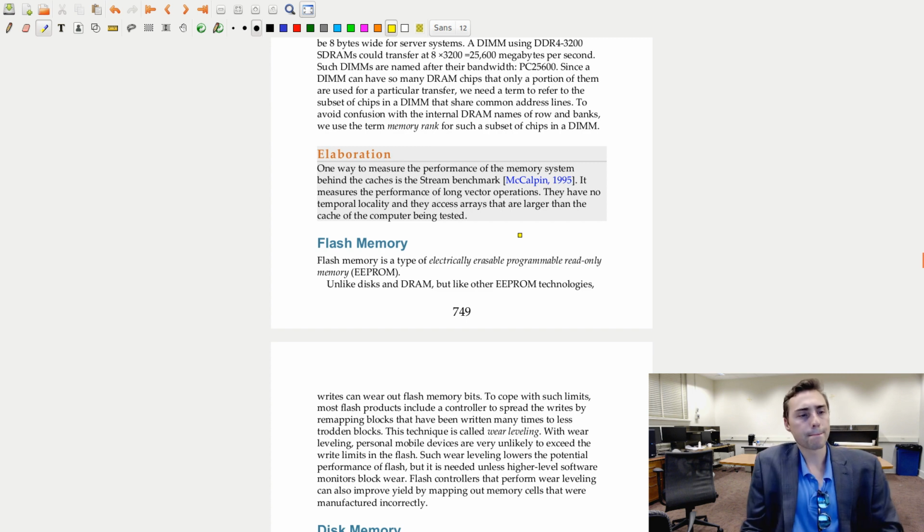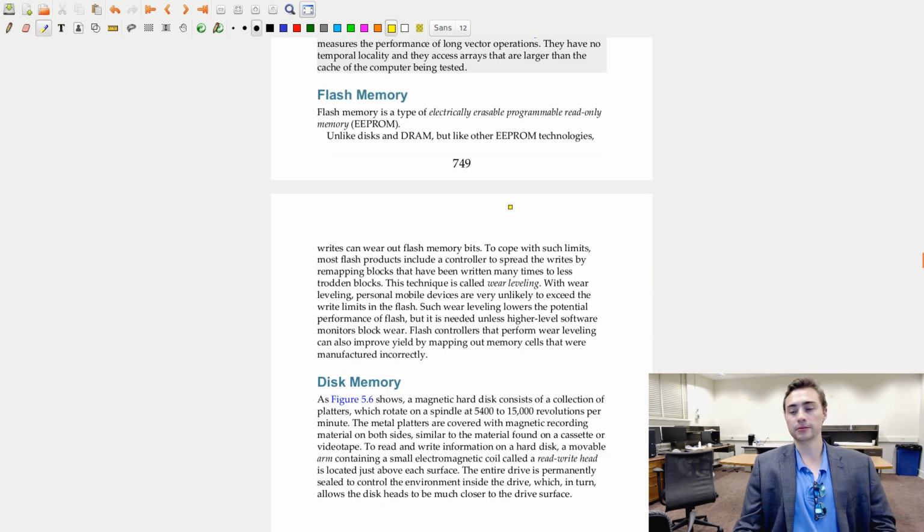Okay. Let's talk about flash now. So flash memory. It's just like the Queen song. Good old Flash Gordon. Okay, so flash memory is a type of electronically erasable programmable read-only memory, or EEPROM.